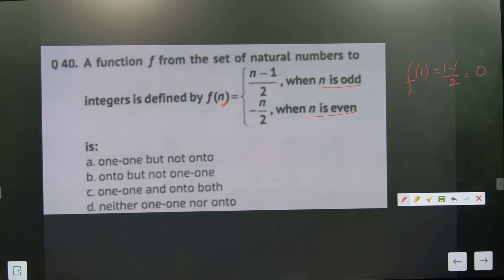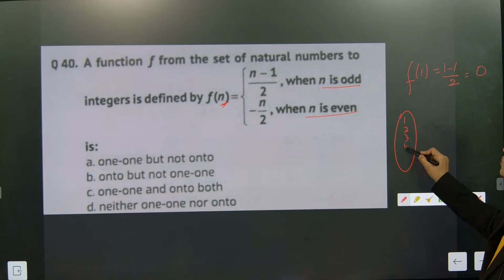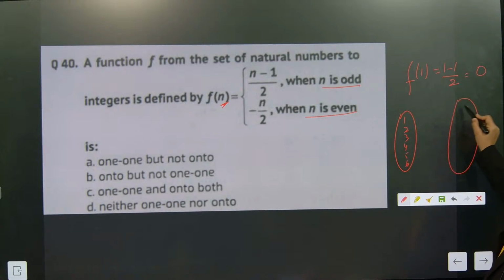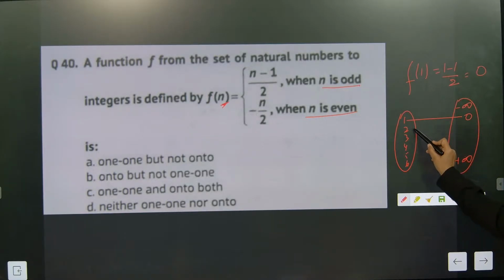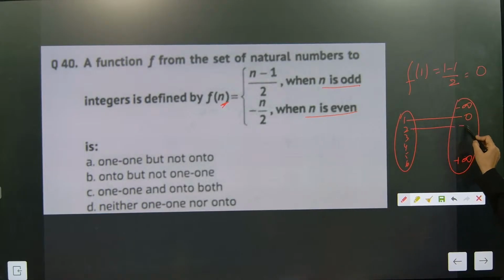F is a function from the set of natural numbers to integers. So the set of natural numbers will be what, beta? The set of natural numbers will be 1, 2, 3, 4, 5, 6. The set of integers is minus infinity to plus infinity. Understood? So when you are putting 1, it is coming as 0. Correct? When you are putting in the set of integers, definitely when you put 2, 2 means even number, so it is coming as minus 1.